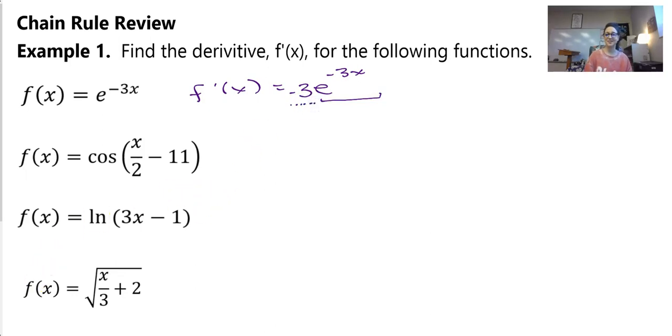All right, and force pause on the screen. Can you try the other 3 on your own? Hit continue when you're ready to check your answers.